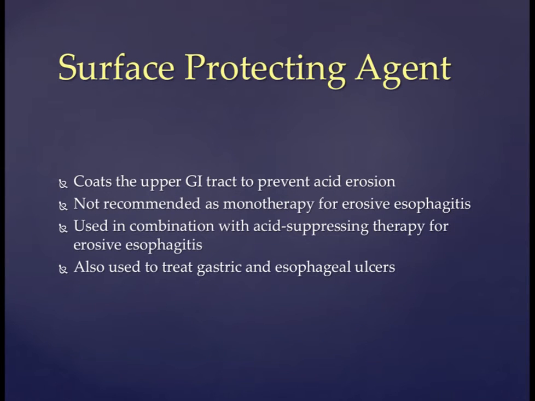The next class of agents are the surface protecting agents. These make a physical barrier on the upper GI tract to actually separate our body from the acid. So it protects our stomach and our lower esophagus from actually becoming in contact with our gastric acidic contents. It's not recommended as monotherapy for erosive esophagitis because we're also going to want something that's going to stop the acid production in erosive esophagitis. We do use it in combination with acid-suppressing agents. And then we also use this to help treat gastric ulcers and esophageal ulcers because it does promote healing.